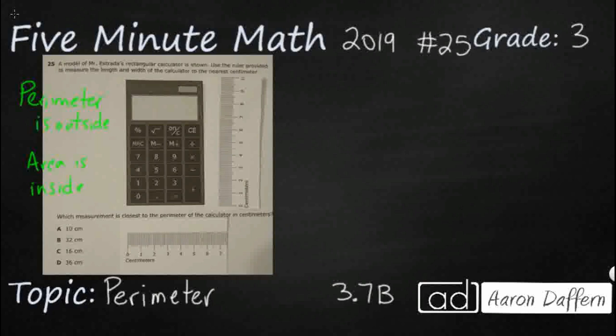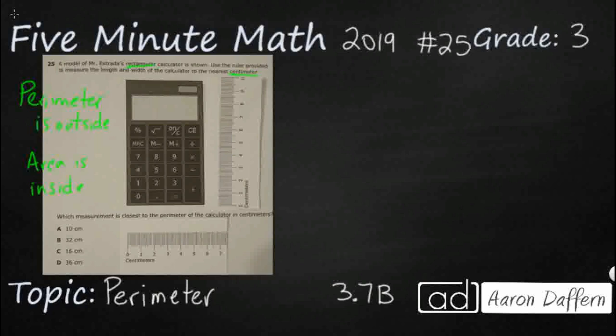Now, the fact that it's rectangular lets us know that two sides are the same length and the other two sides are the same length. They did not give you any measurements. This was one of the items on the test where you had to use the provided measuring devices. So they've got some centimeters here and they've got some inches on the other side. They said to the nearest centimeter.